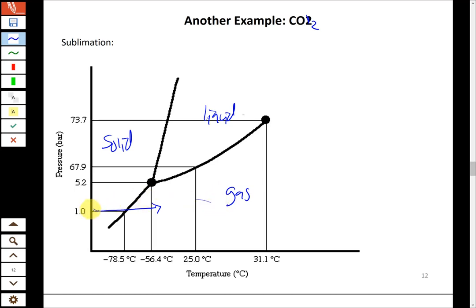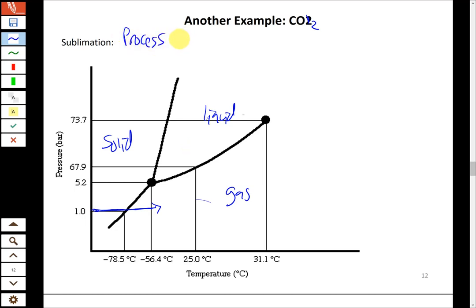So as we increase the temperature here, anywhere below the triple point, but if we're at 1 atmosphere, 1 bar at this level here, as we go left to right raising the temperature, we start out as solid and we go directly to gas. We don't pass through the liquid phase. So that process is called sublimation. That's another type of phase change we can sometimes have.